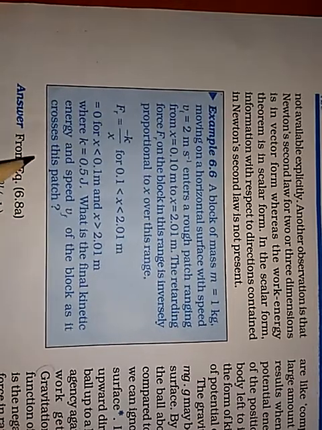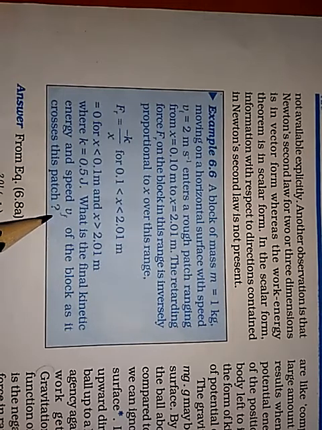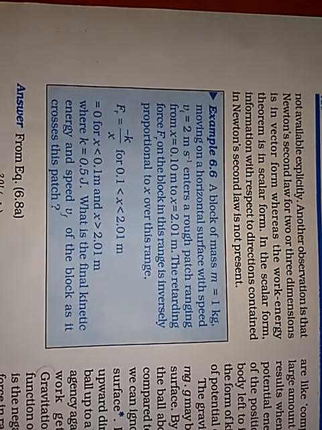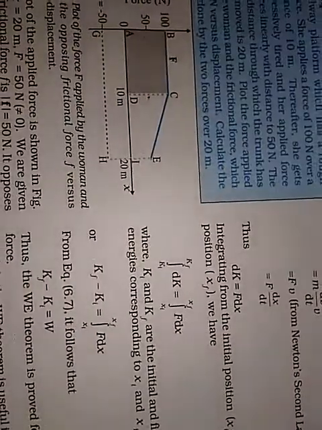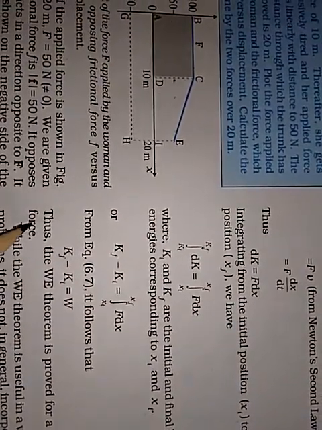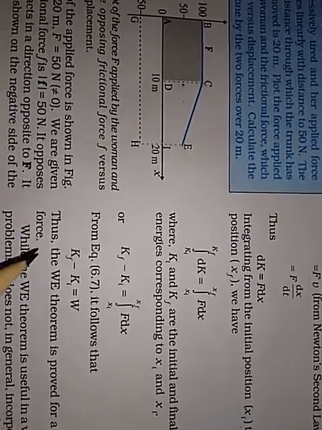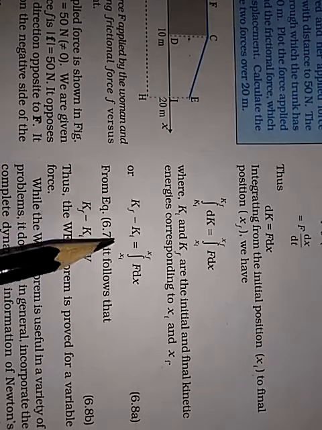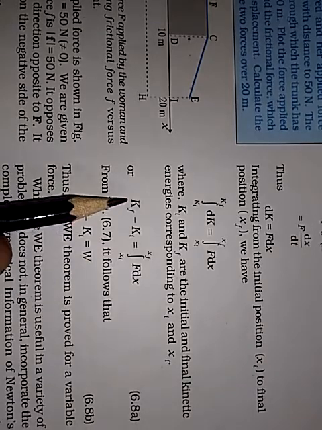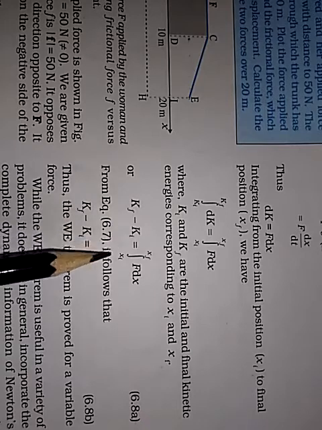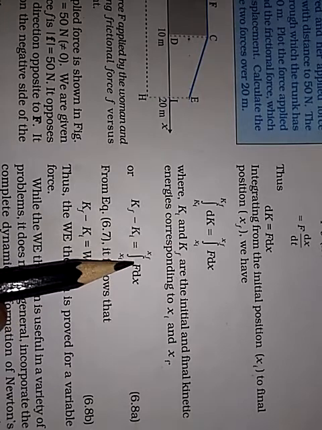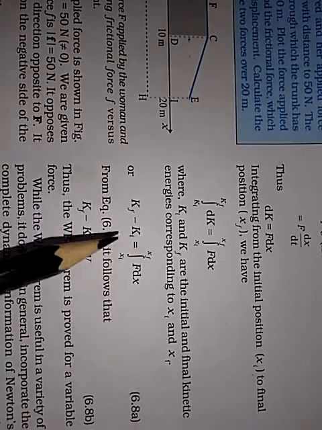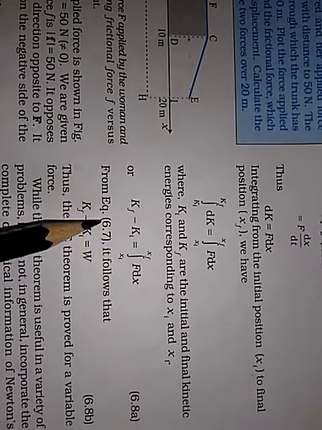What is the final kinetic energy and speed Vf, the final velocity of the block as it crosses this patch? See, already we have the relation, the formula for initial and final kinetic energies. So the difference, final kinetic energy minus initial kinetic energy, is equal to the integration from xi, initial distance, to xf, final distance, of F dx. Therefore, if you take the minus Ki to the other side, it will become plus Ki.